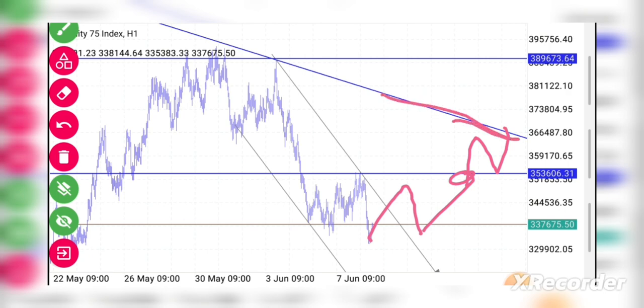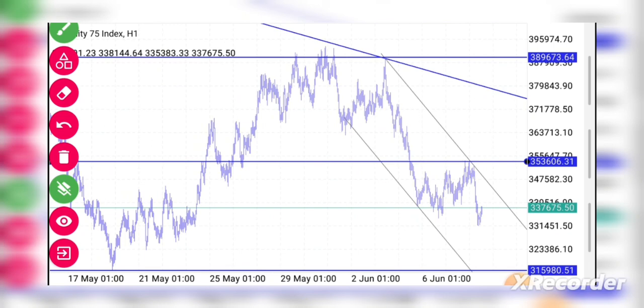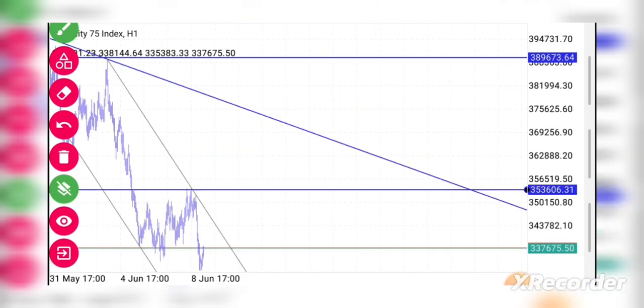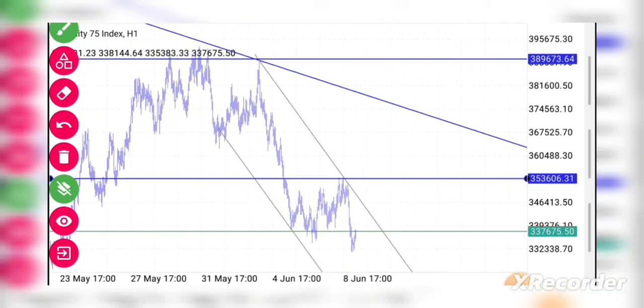So this is what we call a top-down analysis. We are done with our top-down analysis, guys. So how do we find the pattern? A W pattern, a head and shoulders pattern.